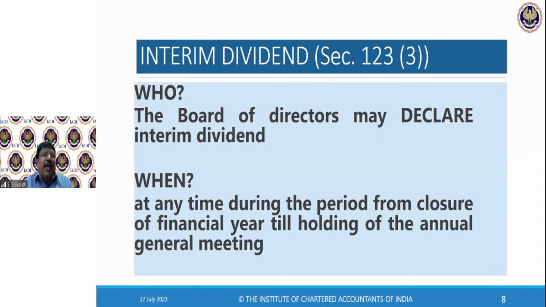Interim dividend will be declared by the board of directors when? At any time during the period from closure of financial year till holding of AGM. Okay. Any time you can declare. From the end of the year to the holding of AGM, you can declare interim dividend.